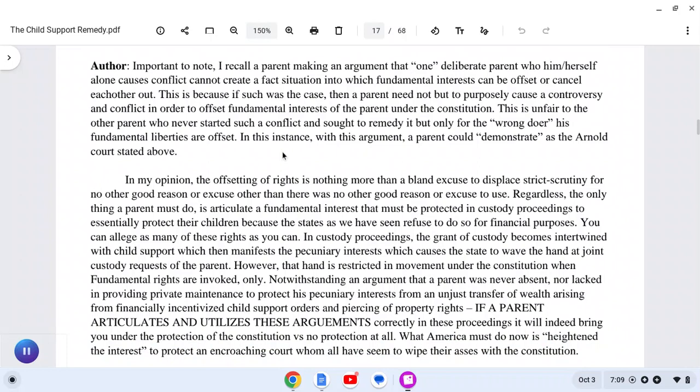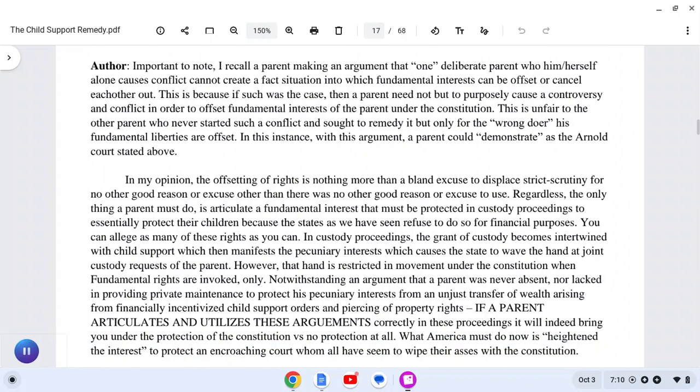Important to note, I recall a parent making an argument that one deliberate parent who himself or herself alone causes conflict cannot create a fact situation in which fundamental interests can offset or cancel each other out. This is because if such was the case, then a parent need only purposely cause a controversy and conflict in order to offset fundamental interests of the parent under the Constitution. This is unfair to the other parent who never started such a conflict and sought to remedy it, while for the wrongdoer, his fundamental liberties are offset.